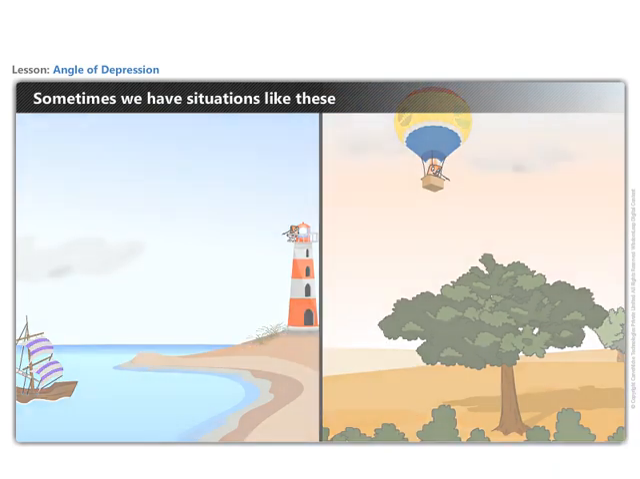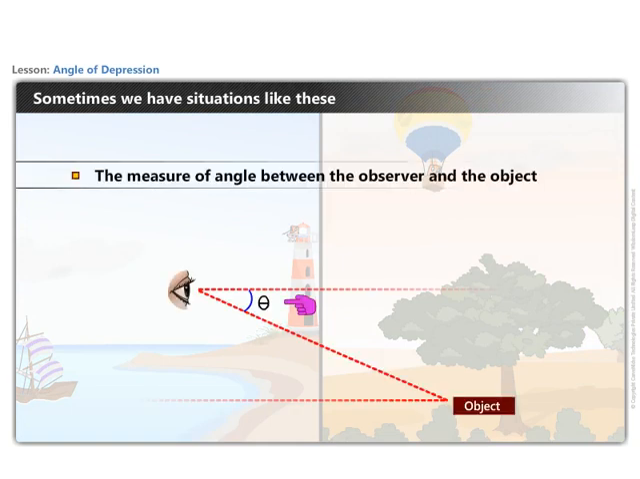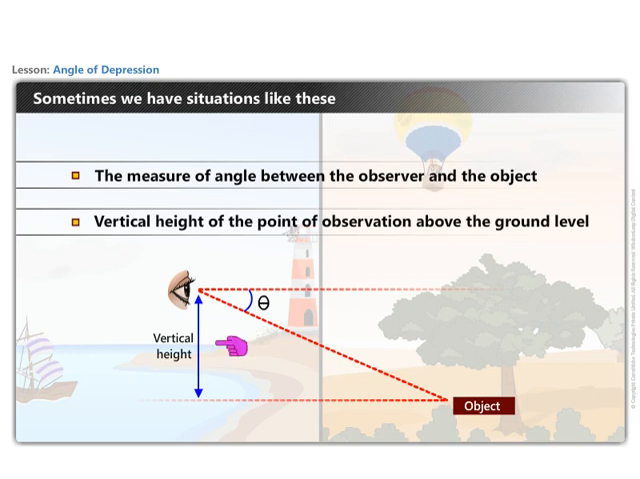To solve both these situations, you need to know: A, the measure of the angle between the observer and the object. B, the vertical height of the point of observation above the ground level. And then apply the appropriate trigonometric ratios to get the unknown length of sides.